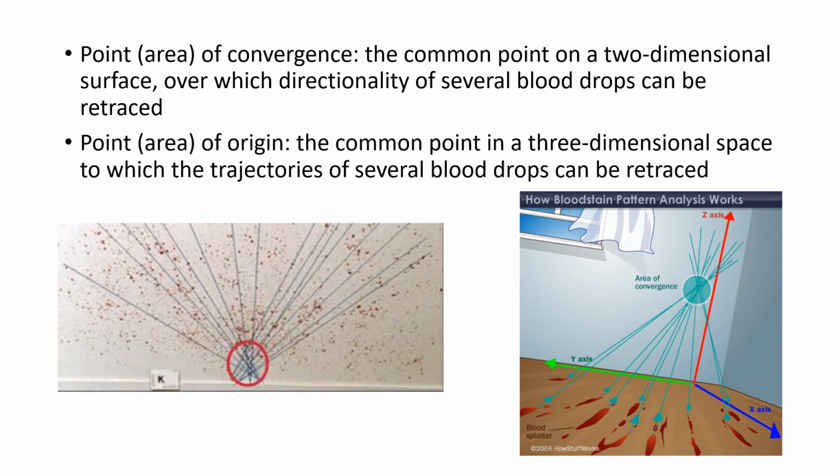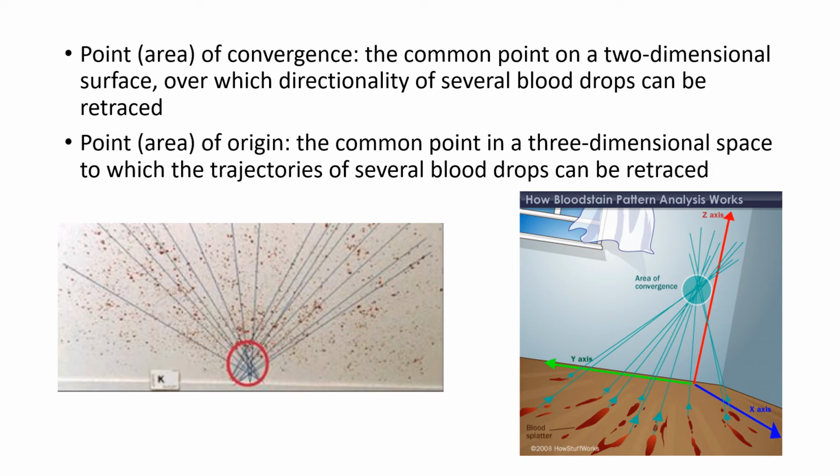We're looking at all the blood drops on the wall. They're kind of looking at where they came from, connecting them together to figure out exactly where that convergence area is on the wall. Whenever we're looking at the point or area of origin, this is going to be looking three-dimensionally. So where within the room did this blood spatter come from?